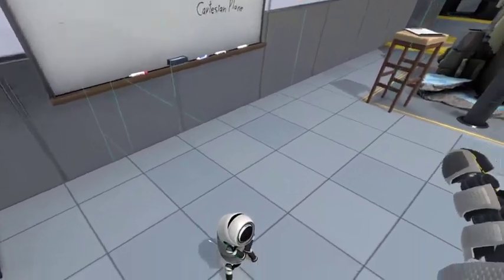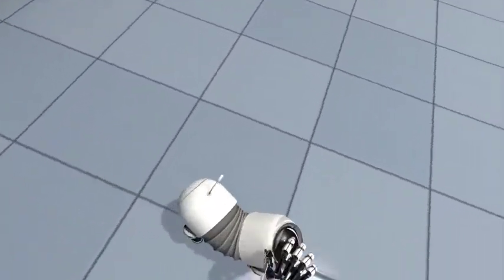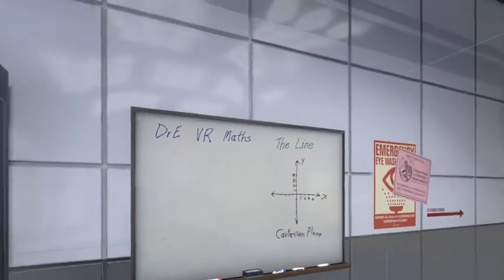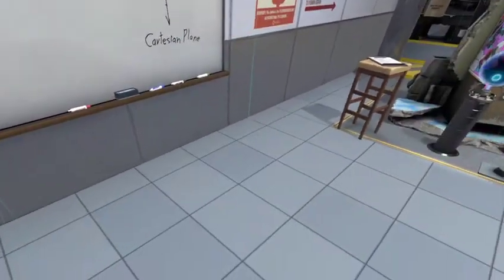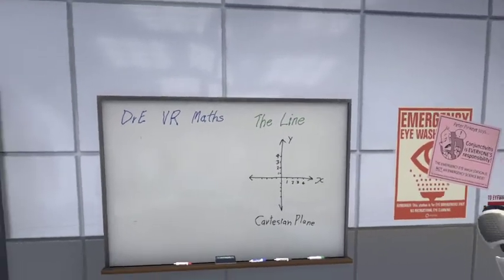G'day again. So here we are in the lab with Buddy. Hey, Buddy. And we're going to do some maths. Today we're going to look at the line.